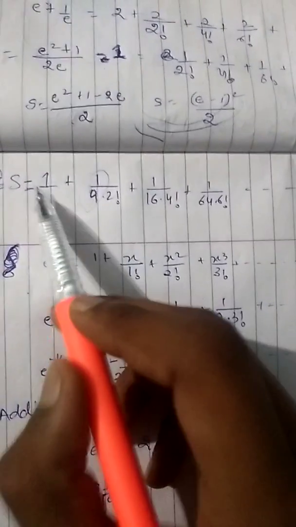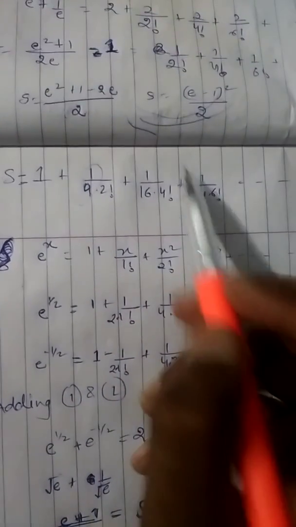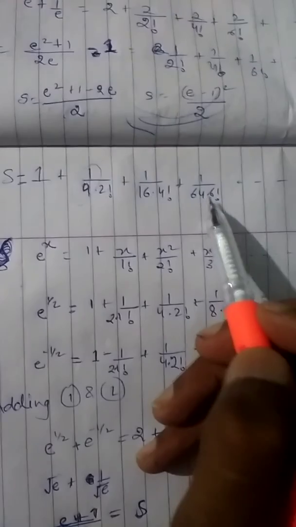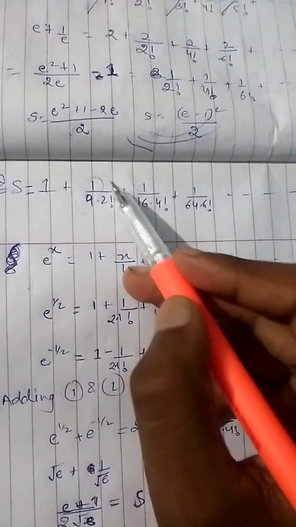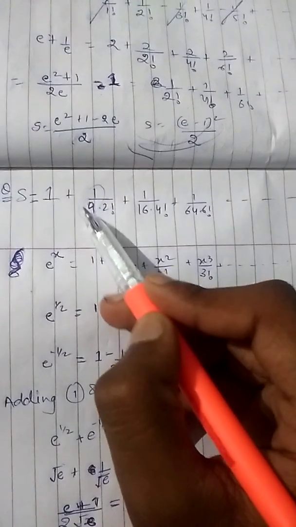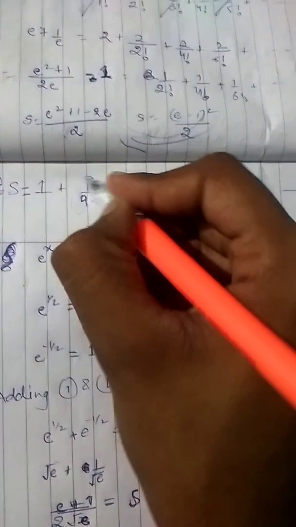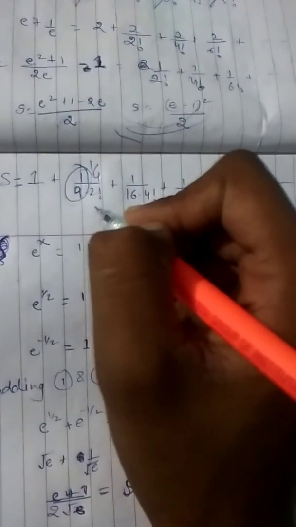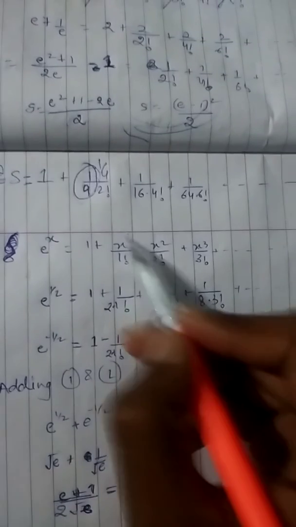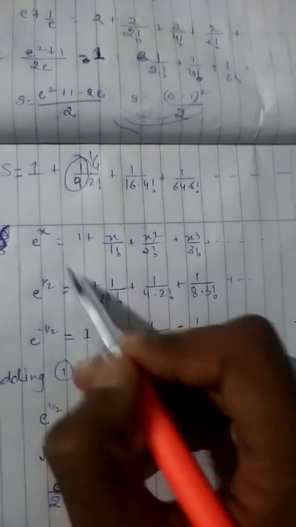Now the next question is 1 plus 1 by 4 into 2 factorial plus 1 by 16 into 4 factorial plus 1 by 64 into 6 factorial. Now this question is very similar to the above question, but there's one difference: we are having coefficients, now in the denominator. So instead of writing it like this, you can write it like this, (1 by 2) squared over 2 factorial. So we are seeing that x squared is 1 by 4, so what we are going to use is x to be 1 by 2.